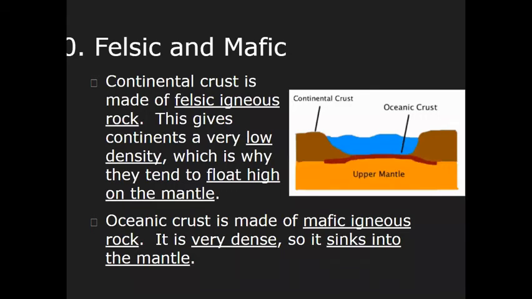So again, I just wanted to touch upon the two different types of crust that we find on Earth and what they're composed of. Continental crust is really made up of felsic igneous rock, and this gives the continents very low density, and they tend to float really high in the mantle, whereas oceanic crust is super dense. It is typically made of mafic igneous rock, and that sinks it down into the mantle of the Earth.